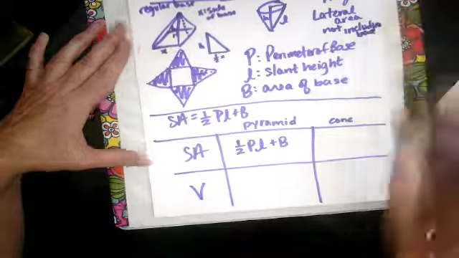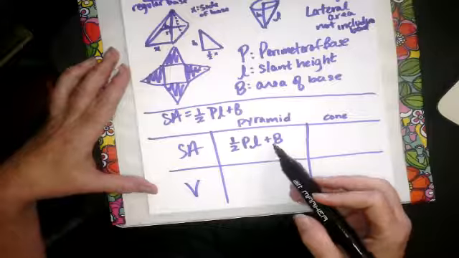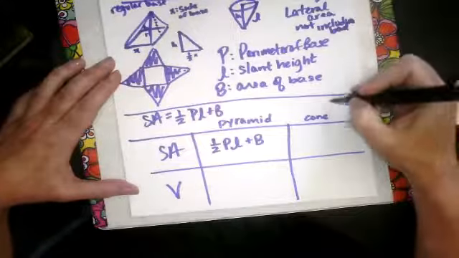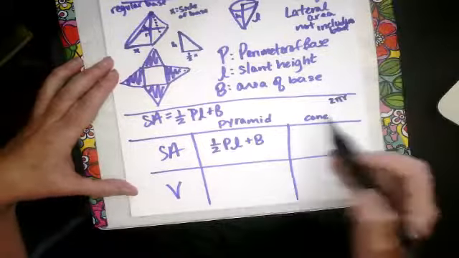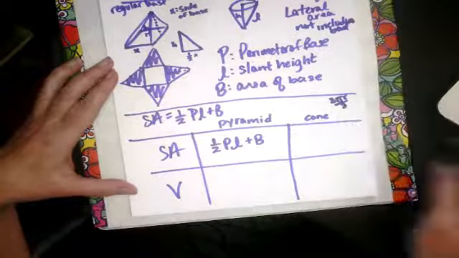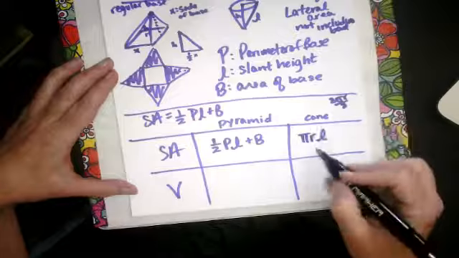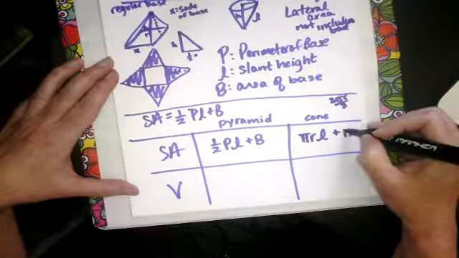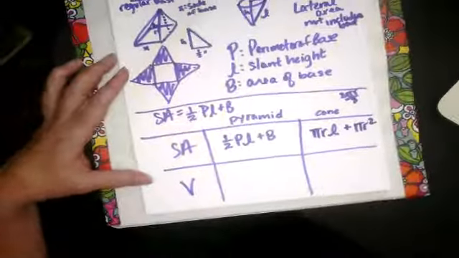So when we talk about a cone, we don't do perimeter, we do circumference. I'm just going to make a little side note here. The circumference is 2 pi r, but we want to do half of that, so half of this would just be pi r. So when we do the surface area of a cone, we want to do pi rl. That's the lateral area, plus the area of the base, which is pi r squared. So the surface area for a cone is pi rl plus pi r squared.